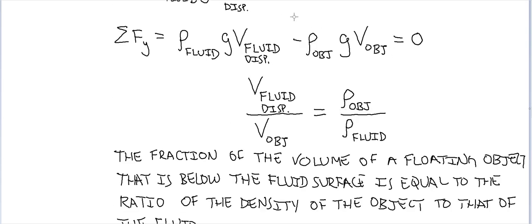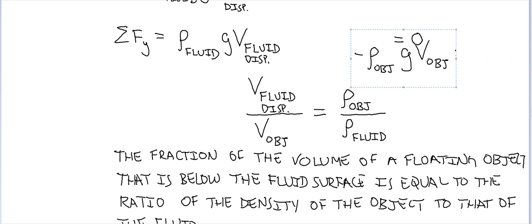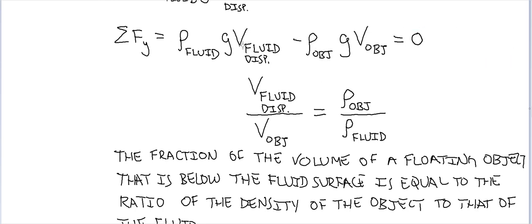And so in this case, I can bring this term across the equal sign, and there is a g on both sides, so we can divide out. And we could say that the volume of the fluid displaced divided by the volume of the object is equal to the density of the object divided by the density of the fluid. If you take this equation, you can solve to get this statement. In fact, I would encourage you to pause the video now and convince yourself that you can solve this equation to get to here.